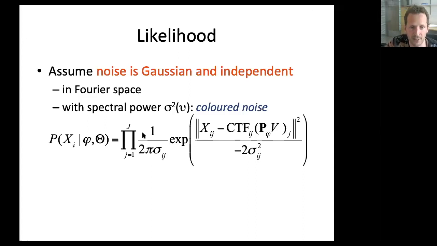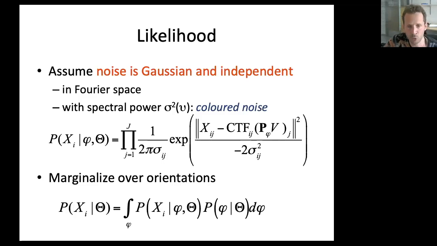The independence allows you to multiply the probability of observing each individual pixel value by all the pixels in the image, and then it's just a Gaussian function where the Fourier pixel of the experimental image is compared with the projection in a certain direction of the volume, and that's multiplied by a contrast transfer function which describes the optical system of the microscope, and the rest is just a Gaussian.